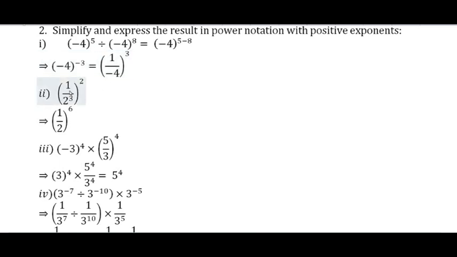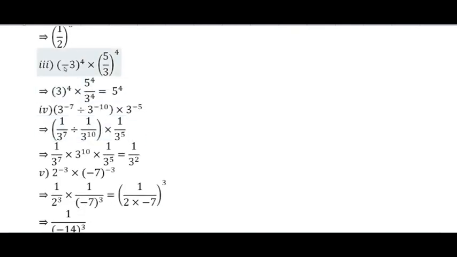Okay. Here in question number 2, sum number 2, we have 1 by 2 to the power 3 to the power 2. That means 1 by 2 to the power 3 2s are 6, like that. Here also minus 3 to the power 4 into 5 by 3 to the power 4. Since the exponent is even, we can keep the minus sign as positive here. Minus 3 to the power 4 into 5 to the power 4 by 3 to the power 4. We have separated it. So 3 to the power 4 and 3 to the power 4 are cancelled, so the answer is 5 to the power 4.